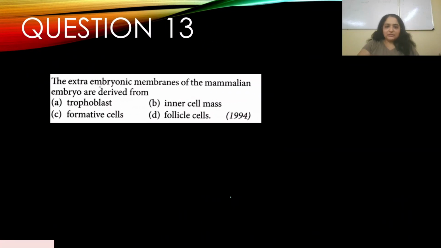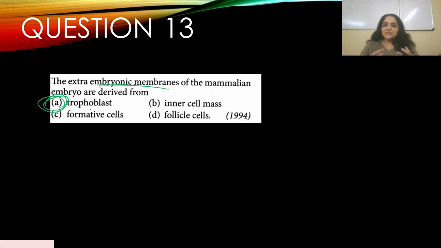Alright, so question number 13. Extraembryonic membranes of the mammalian embryo are derived from: A, trophoblast cells; B, inner cells; C, formative cells; D, follicle cells. So the extraembryonic membranes are derived from trophoblast cells.